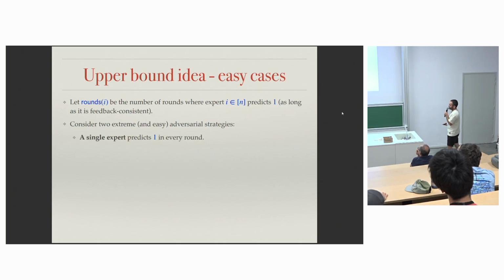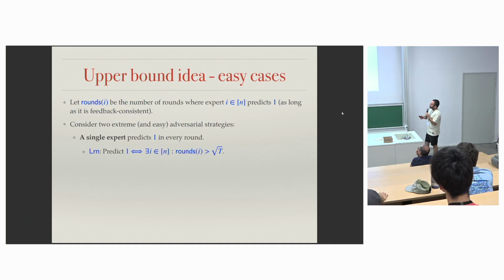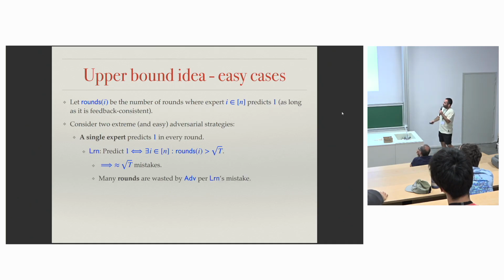So in the first strategy, we have just a single expert predicting 1 in every round. In this case, if you think about it for 2 minutes, you'll see that a good strategy for the learner is to predict 1 once the rounds value of some expert reaches square root of t. And if you think about it for another minute, you'll see that this guarantees at most square root t mistakes for this specific easy strategy. Now, also note that for this strategy, the adversary wastes a lot of rounds, like square root t many rounds, on every learner's mistake. So this is one extreme.